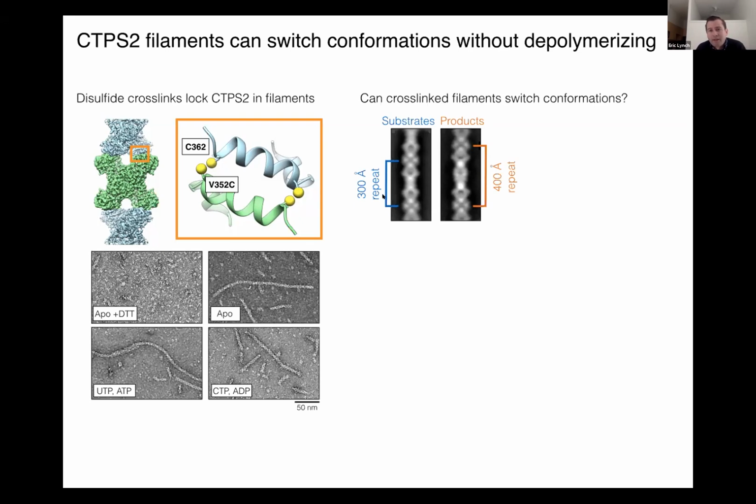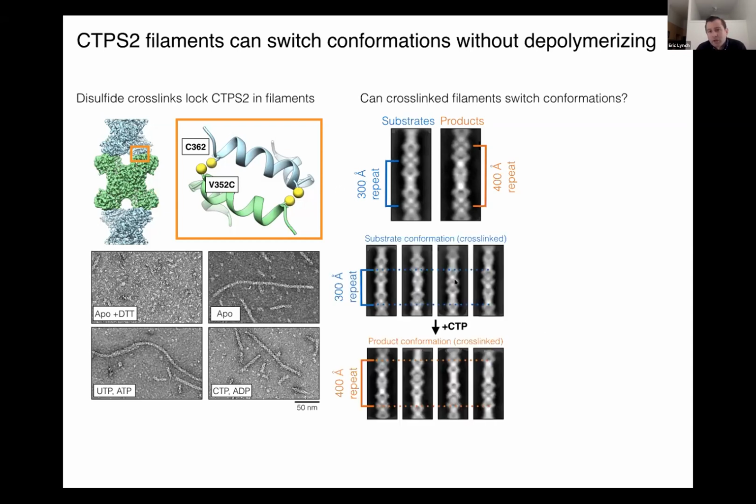We're fortunate in that even in relatively low resolution negative stain 2D averages, we can distinguish between the substrate and product-bound state on the basis of differences in this 180-degree repeat we see. In substrates, it's every 300 angstroms, whereas in products, it's every 400 angstroms. And so indeed, if you look at the cross-linked filaments in the presence of substrates, we see this characteristic 300 angstrom repeat. Upon addition of the product CTP, the cross-linked filaments can switch to the product-bound conformation with this different characteristic repeat distance.